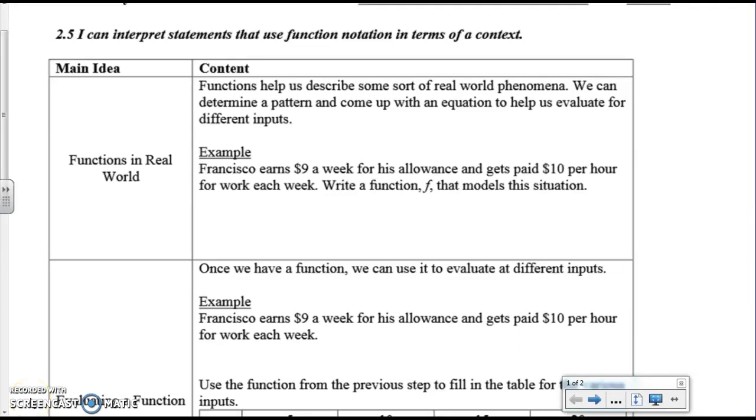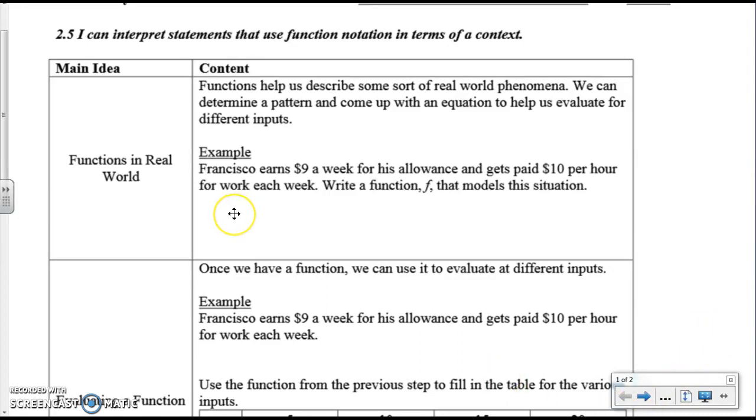Okay, for the past couple of weeks we've been talking about functions in Algebra 1, and we are going to finish up the unit by talking about some applications of functions. There's a couple things here on the table, and then we're going to do a couple examples. So, functions in the real world. Functions help us describe some sort of real-world phenomena. We can determine a pattern and come up with an equation to help us evaluate for different inputs.